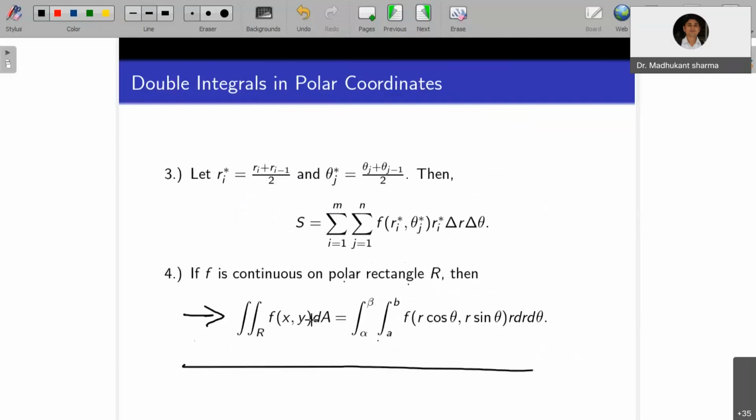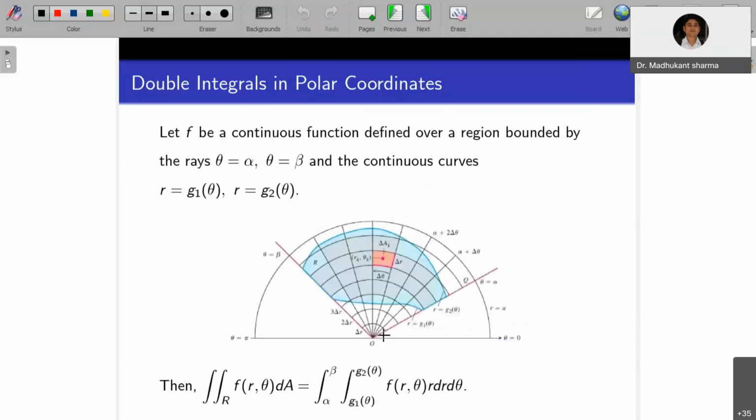So you have to keep in mind that dx dy, the area element, is now changed into r times dr d theta. Keep that in mind. So it is not like dx dy is replaced by dr d theta. Okay, so there is a change. And how it will make your life simple while solving a complicated integral, we will see in some examples.